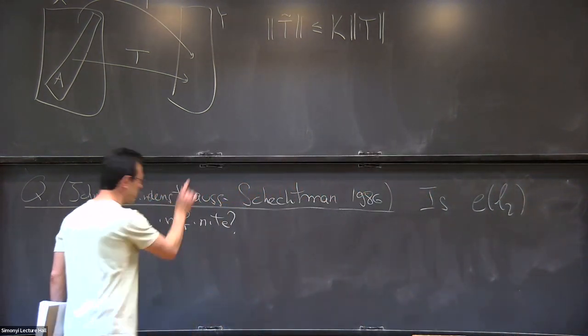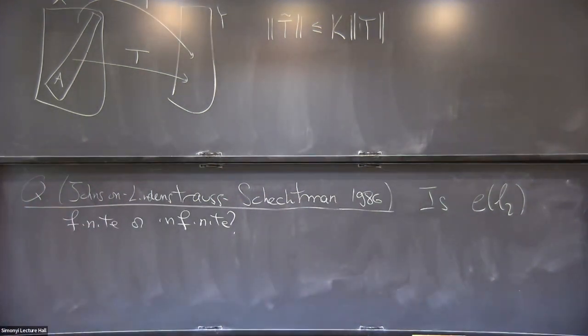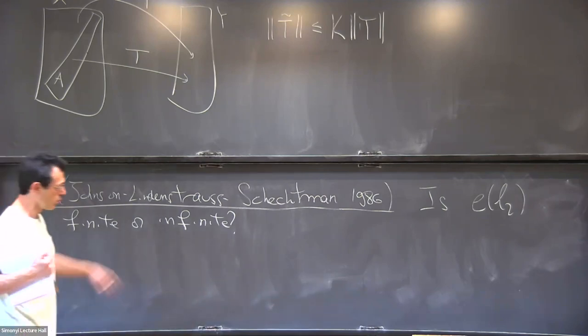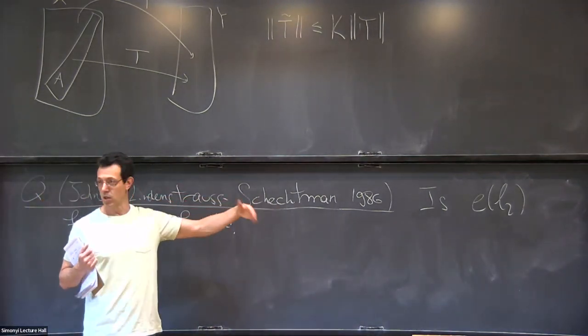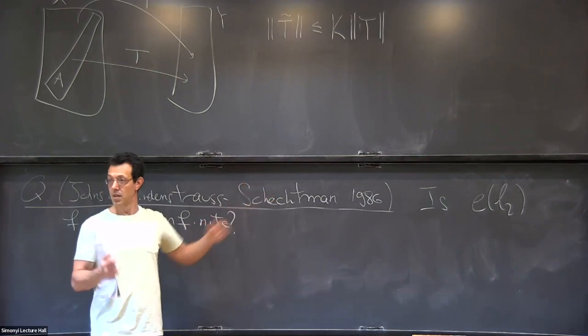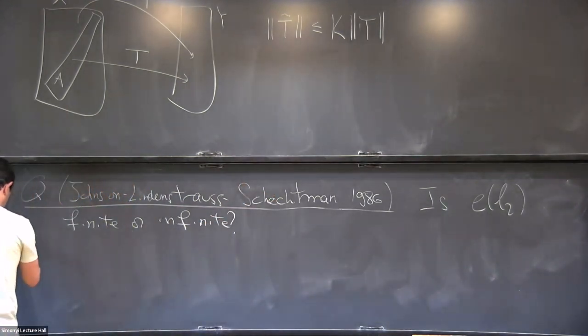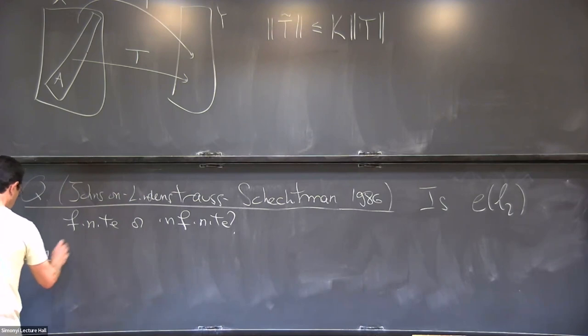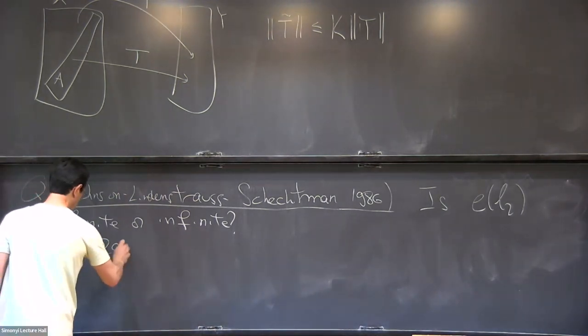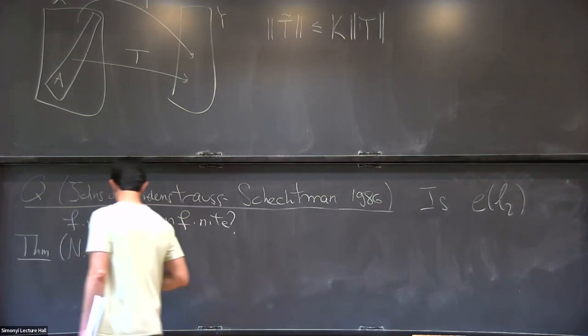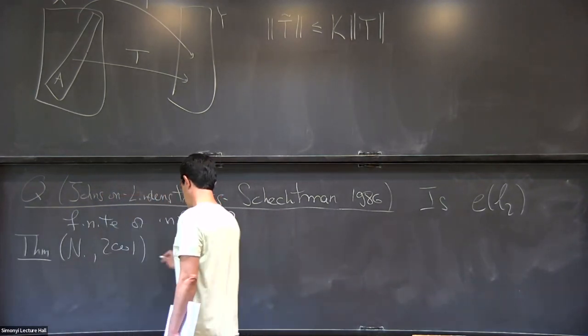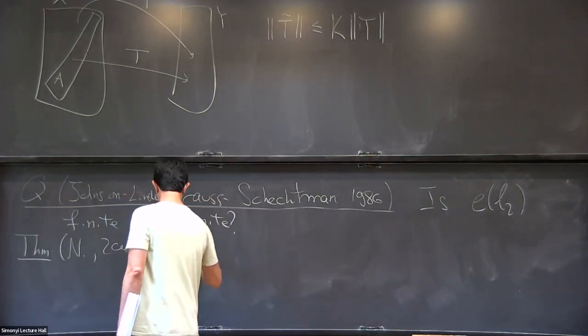And actually, this was reiterated by many people. Eventually, in 1992, Keith Ball, in a very influential paper, conjectured that this is infinite. So he somehow already had this feeling that, a lot of brilliant intuitions were in that paper, but he had this feeling that something worse is happening. So this is something that I did in my dissertation a long time ago: that e of L2 is infinite.